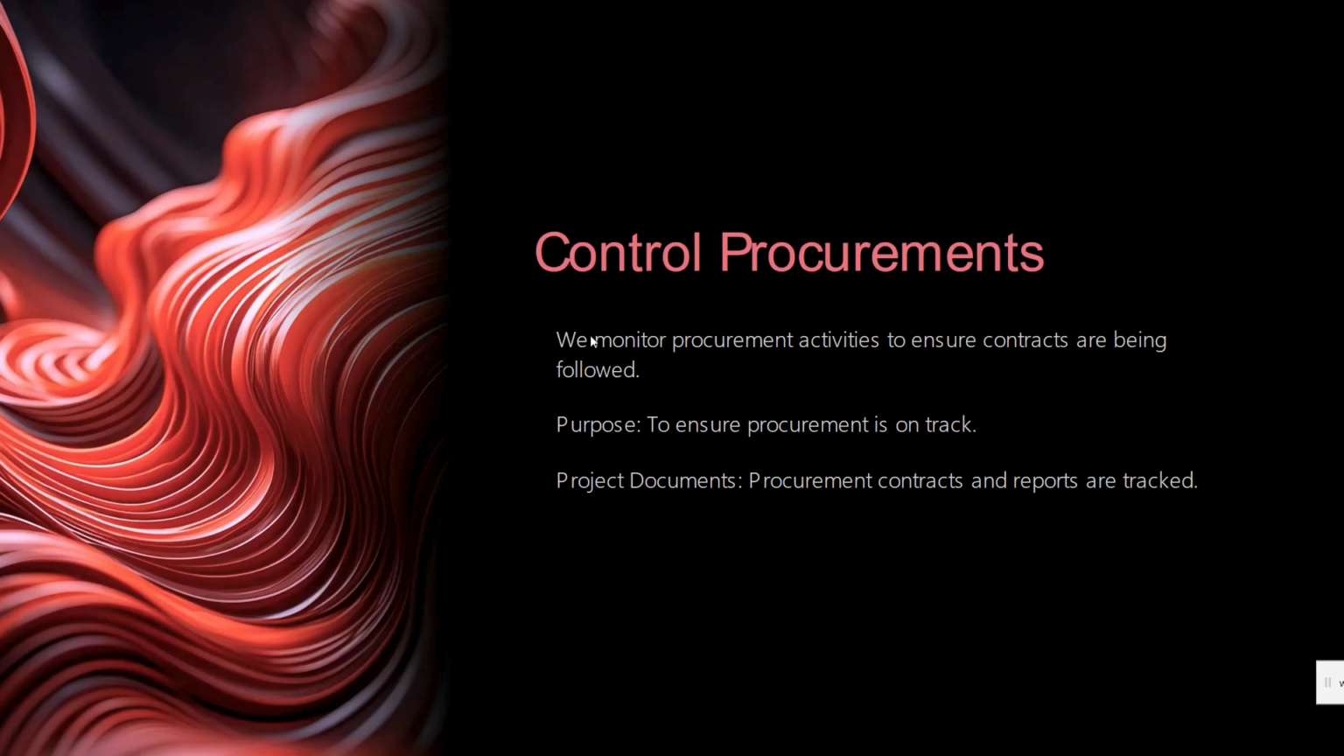Okay. So next we have the purpose: to ensure procurement is on track. We need to monitor procurement activities to ensure contracts are executed properly. Okay. So project documents, procurement contracts and reports are tracked. Contract agreements and procurement reports help us to monitor the procurement process. The procurement plan may need adjustment depending on how things are going with the suppliers and vendors.